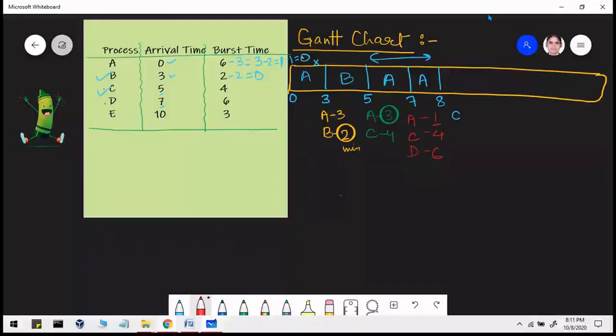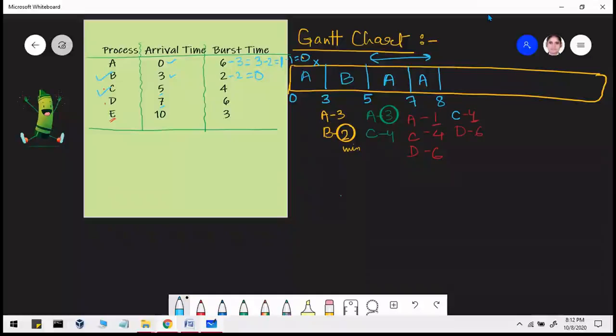We are only having C, and we will have D. That's it, because E will join after the 10th millisecond. So the burst time of C is 4, and the burst time of D is 6. Out of which is minimum?